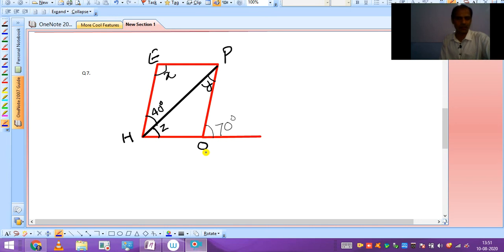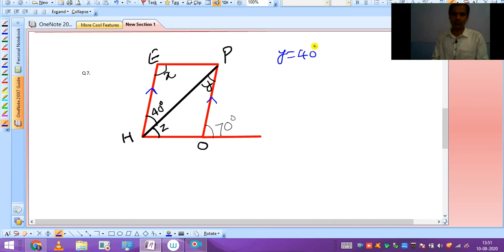So this diagonal is dividing the parallelogram into two triangles. So maybe it is possible that we use the properties of triangles. Okay, it's not a problem, you can use them. Now I am going to solve this question. As you can see, the value of angle y will be equal to 40 degree, because both these are alternate interior angles, because the lines are parallel. Okay, these lines are parallel, so y equals 40 degree.